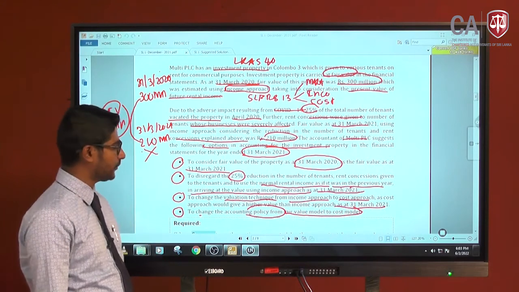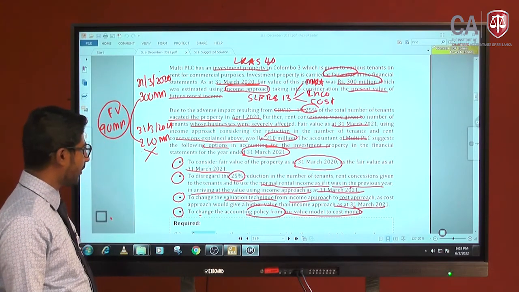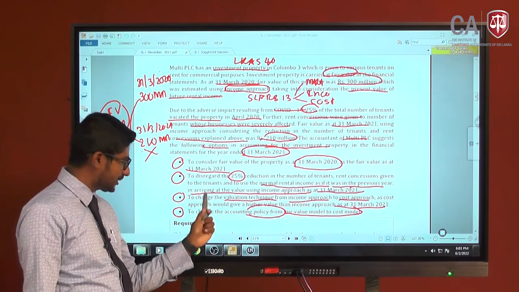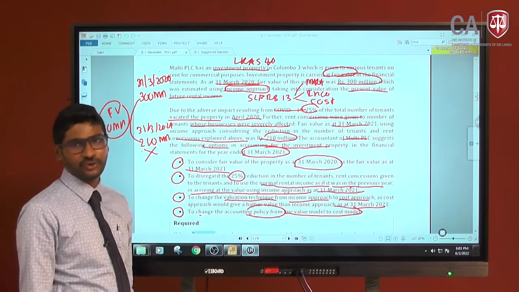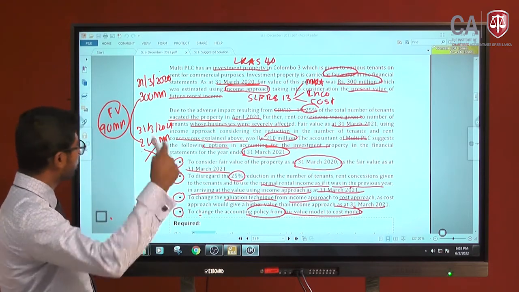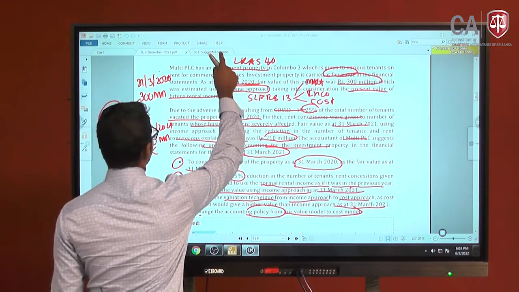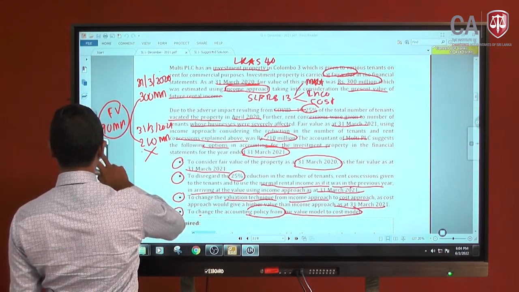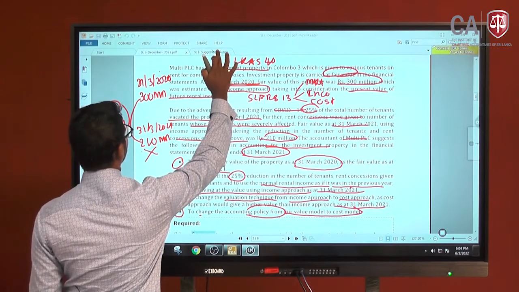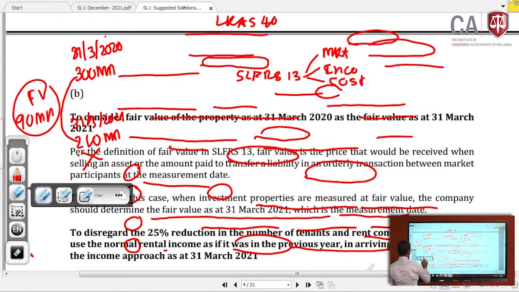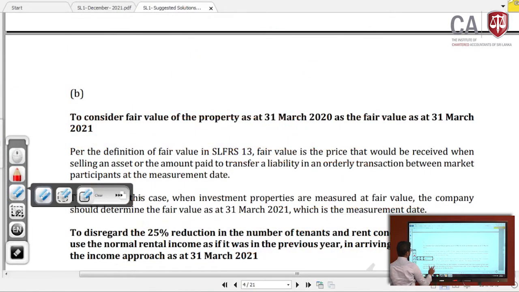Basically, student, given this definition, we need to check whether these suggestions are right or wrong. So what I am going to do is go to the suggested solution and write, okay, show you what is there.